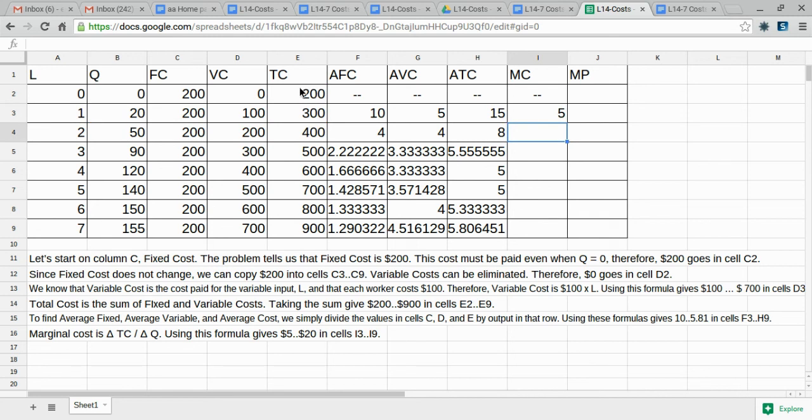When output goes from 0 to 20, total cost goes from 200 to 300. Total cost has risen by 100. Quantity is rising by 20. Dividing 100 by 20 gives me the marginal cost of 5. And I can copy that formula down to find marginal cost for the other rows in the table. Marginal cost goes to 5, to 3.33, 2.5, then it starts to rise and continues to rise. So marginal cost decreases for a while, and then it increases.